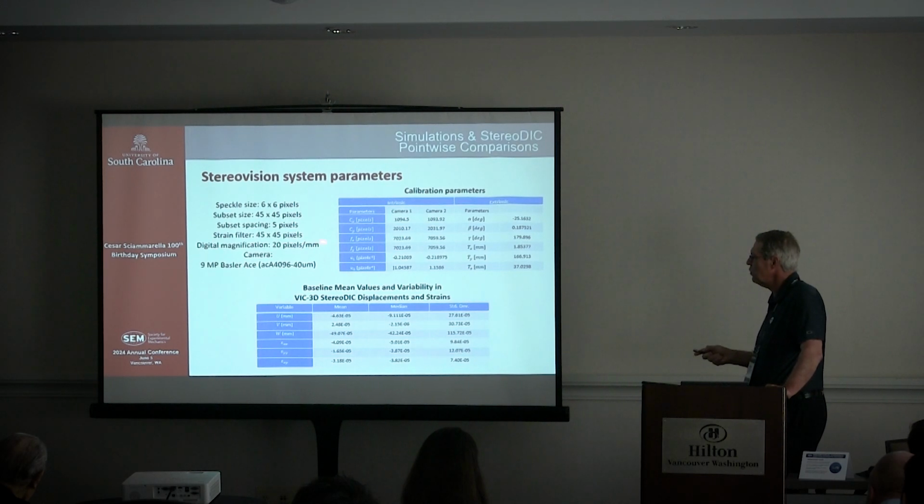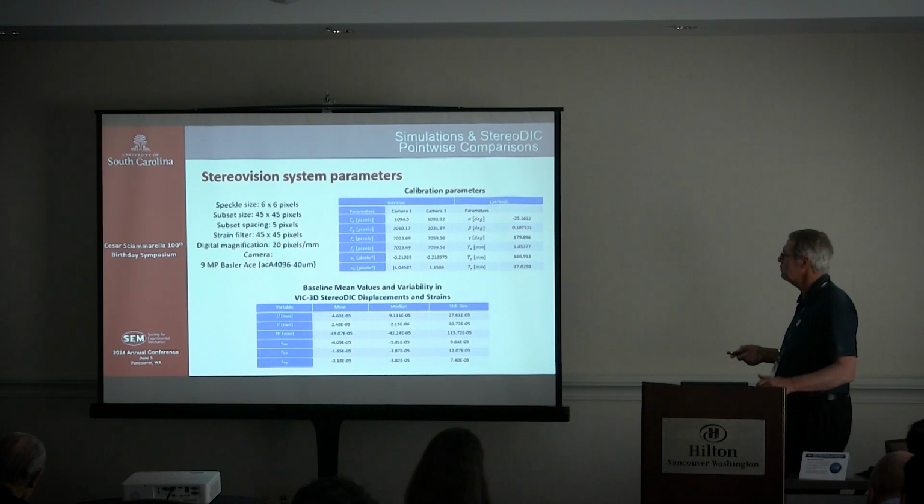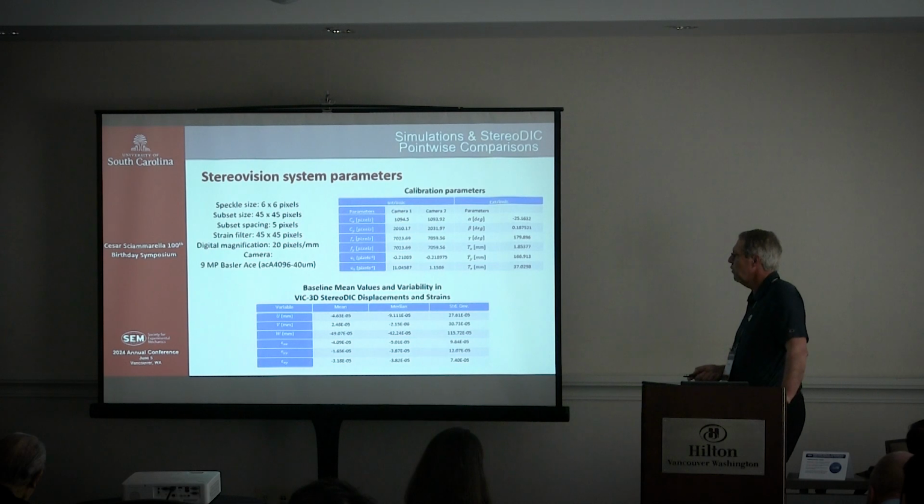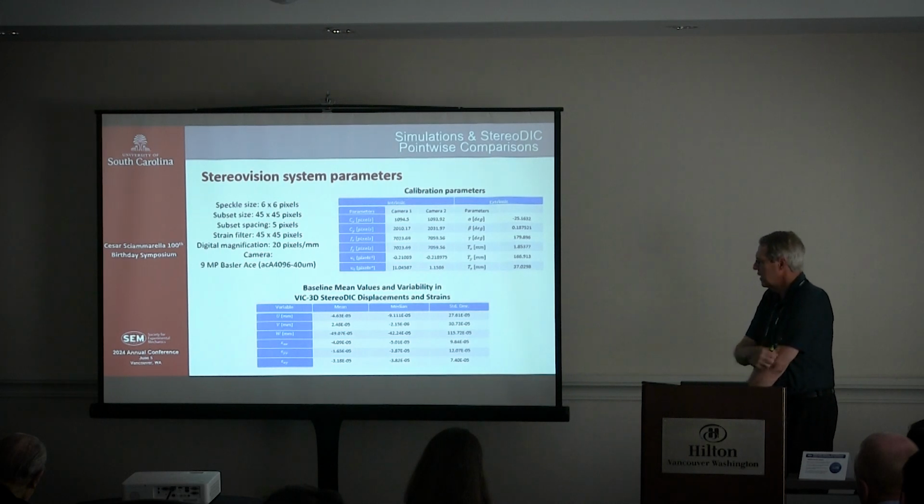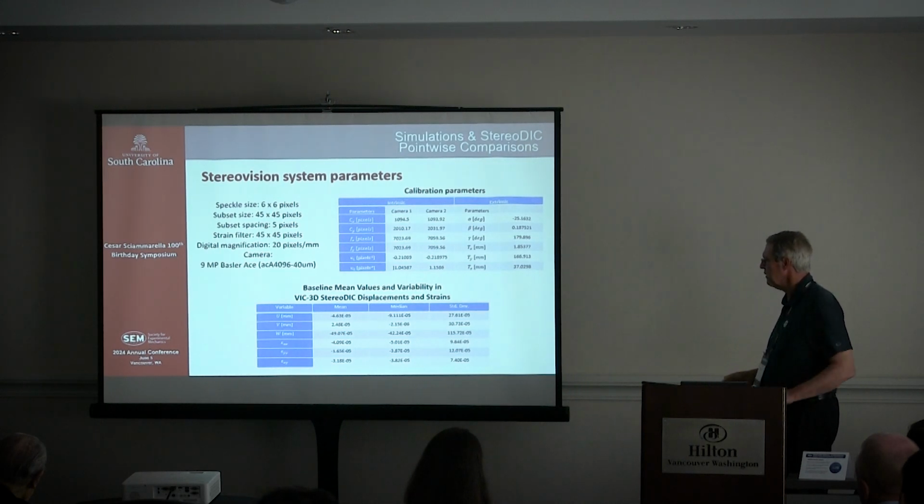This is the magnification, 20 pixels per millimeter. We roughly had more than enough pixels per speckle and more than enough speckles per subset to generate highly accurate data. Here's the accuracy in the data down below. The median and the mean are almost zero. They're down in the approaching nanoscale accuracy.